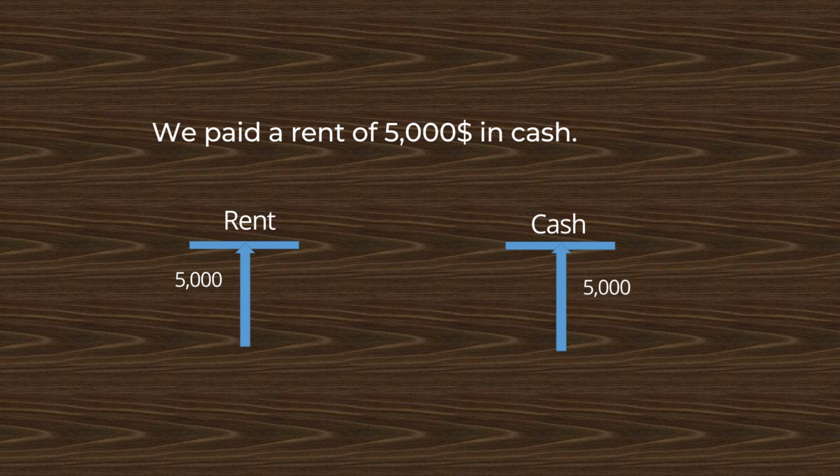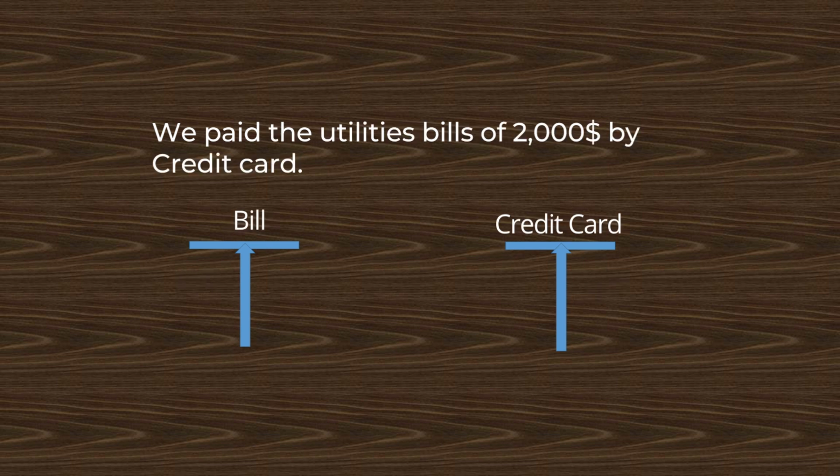Let's move to another example. Let's say we paid the utility bills of $2,000 by credit card. In this case the ledgers are bill and credit card, and again we know that utility bills are a kind of expense, and since we paid this bill, this will be a debit entry in the ledger of bill. And we know that a credit card is a kind of liability, so for the credit entry we use the credit card ledger.